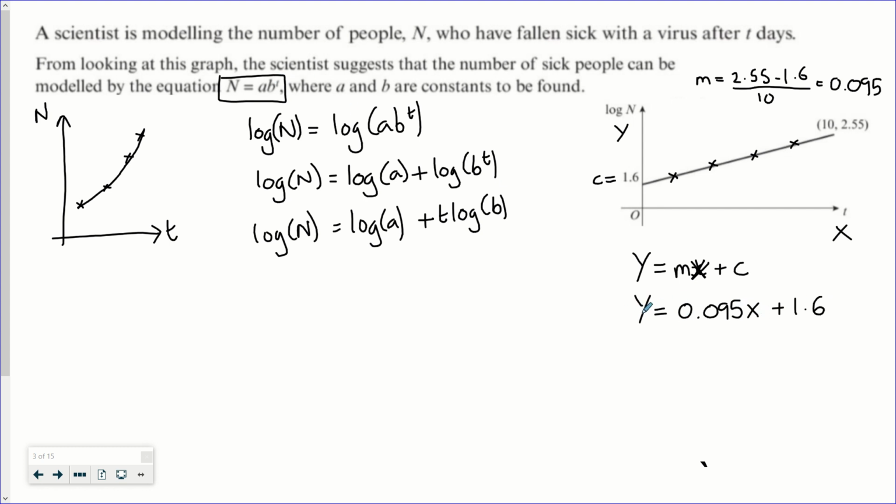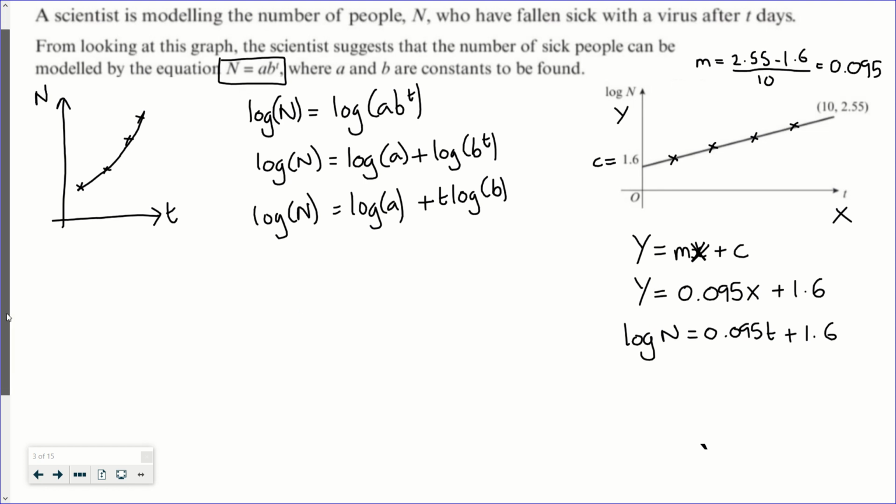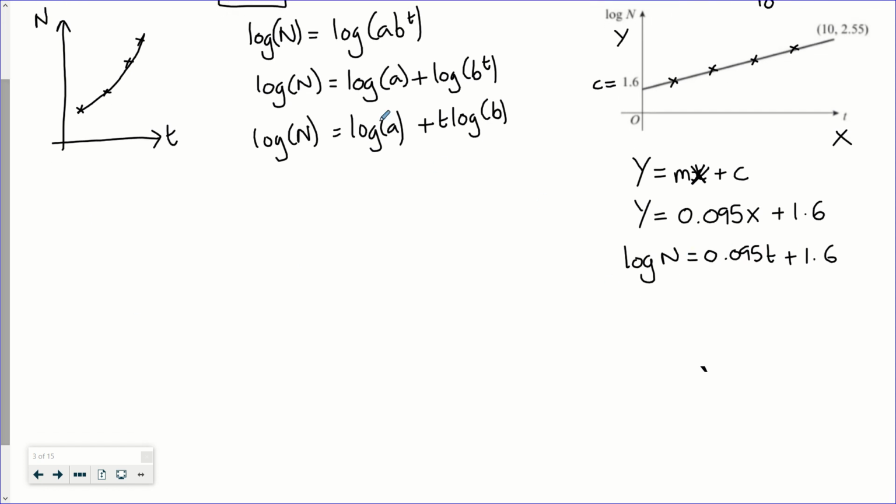Well, at the moment, this doesn't help us find out what a and b are because we're not interested in anything to do with x and y. So let's replace y with what it's actually equal to. Y is log n because we plotted log n on the y-axis. So log n equals 0.095. X is what's on the horizontal axis, which is actually t, plus 1.6. So we get this relationship which we know is true between log n and t. And now there's two methods for finding out what the constants a and b are. So let's look at those two methods.